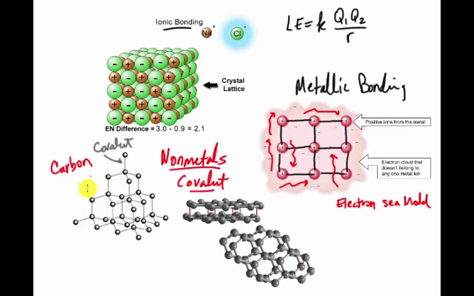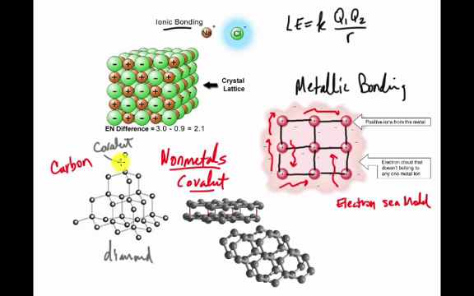Remember, covalent bonds are really strong. Ionic bonds are really strong. Covalent bonds, by the way, tend to be a little bit stronger than ionic bonds. Not every covalent bond is stronger than ionic, but most of them are. So what you have here is very strong bonds holding these carbon atoms together. Now this is considered diamond, and diamond is the strongest natural material.